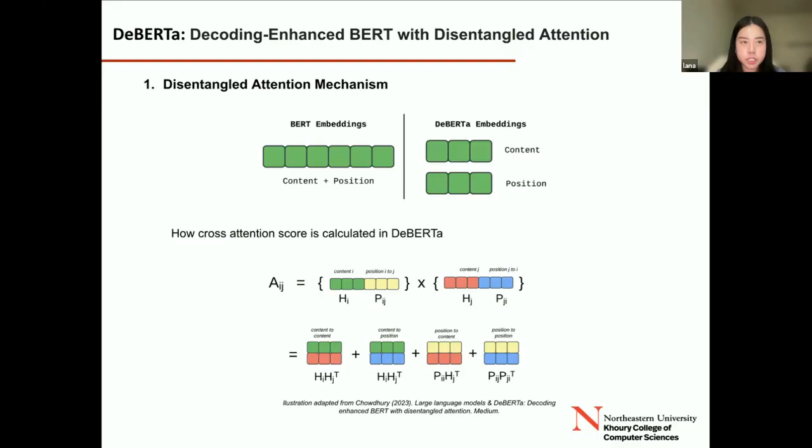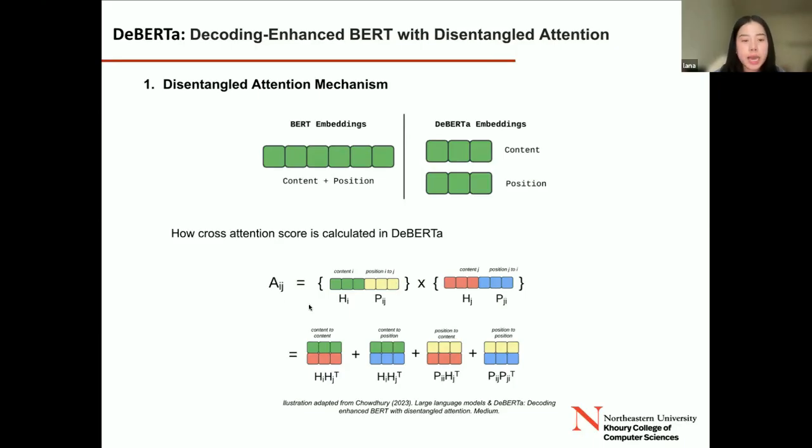So DeBERTa proposed a new mechanism in which the same information is stored in two separate vectors: content and relative position. For instance, the words research and paper are much more dependent when they appear near each other than in different text parts. So this example justifies why it's necessary to consider content-to-position relations as well. So how is the attention score calculated if we take into account content and position vectors separately? This is a graphic to illustrate this.